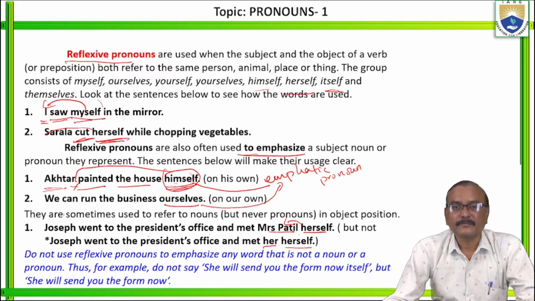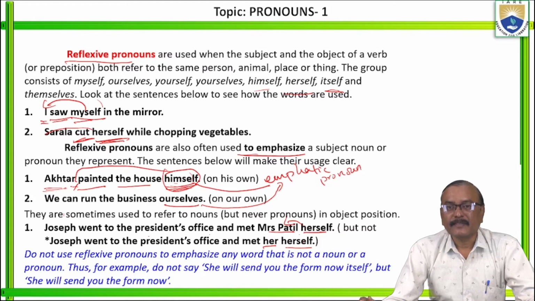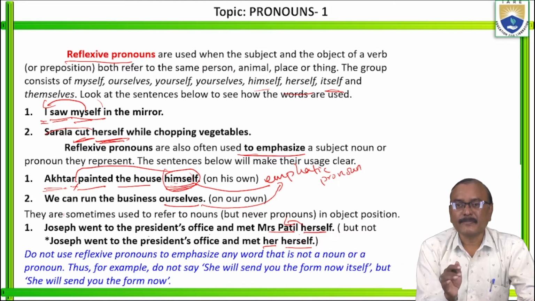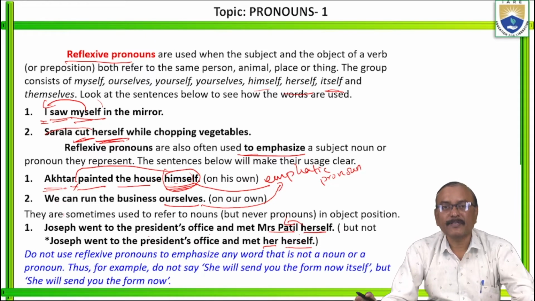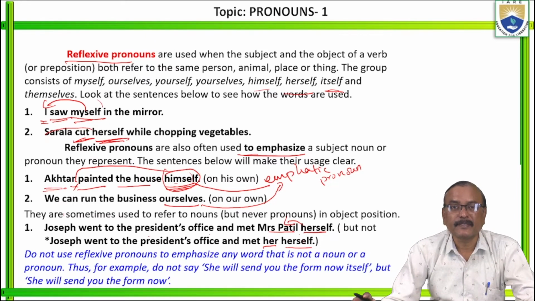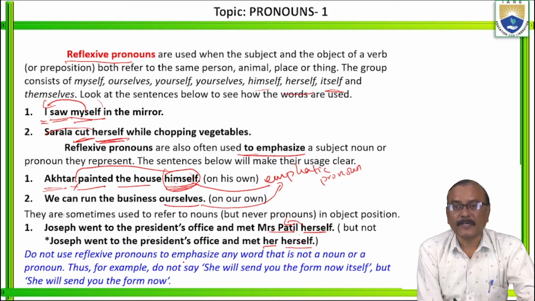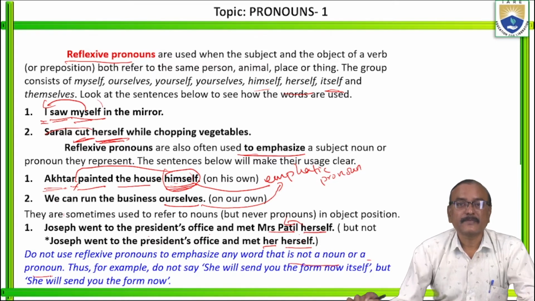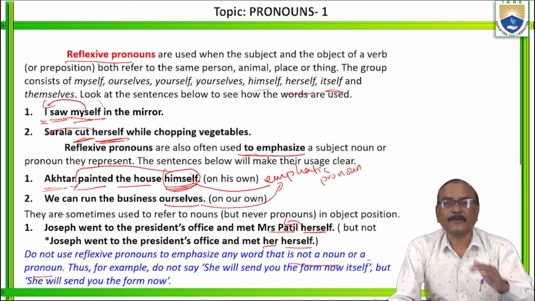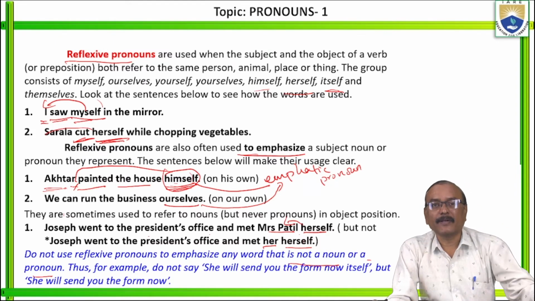But remember, there are some verbs which take reflexive pronouns regularly. We should remember those verbs. And do not use reflexive pronouns to emphasize any word that is not a noun or a pronoun. Reflexive pronouns emphasize only nouns or pronouns.